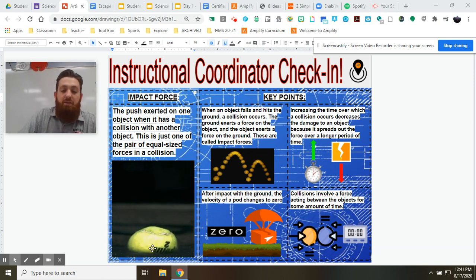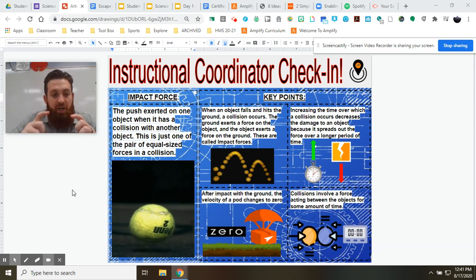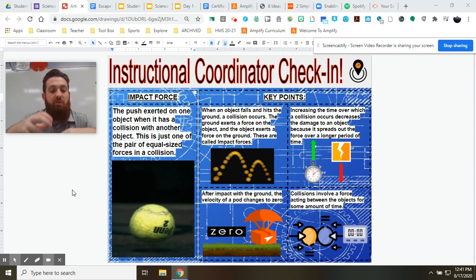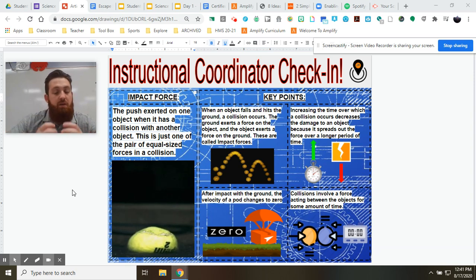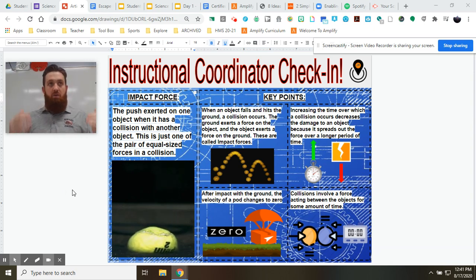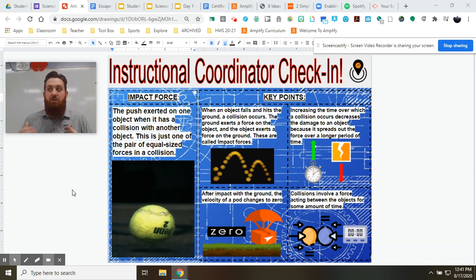As it collides, the tennis ball will actually change shape to fit the flat form of the ground, which allows it to, again, increase the time. So time's going up for how long the collision occurs and decreases the damage. And we know that there's very little damage because you can hit a tennis ball over and over and over again. It's still going to retain its shape. It's still going to continue to bounce. So thinking about that, how can I increase the time that a drop pod collision occurs so that we can decrease the overall damage?